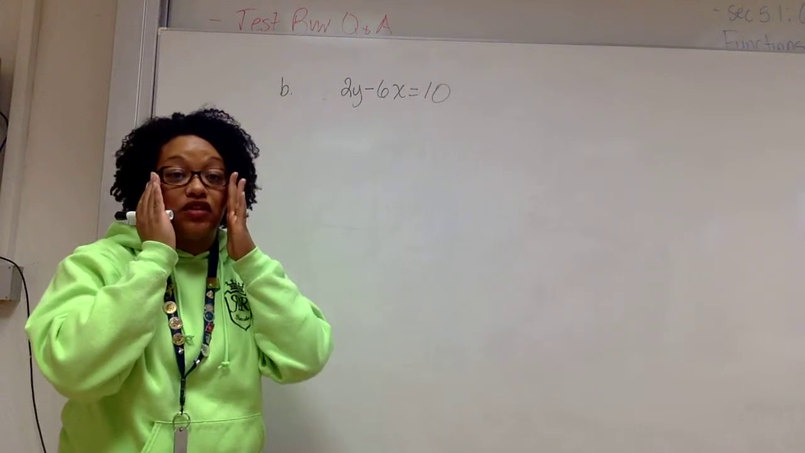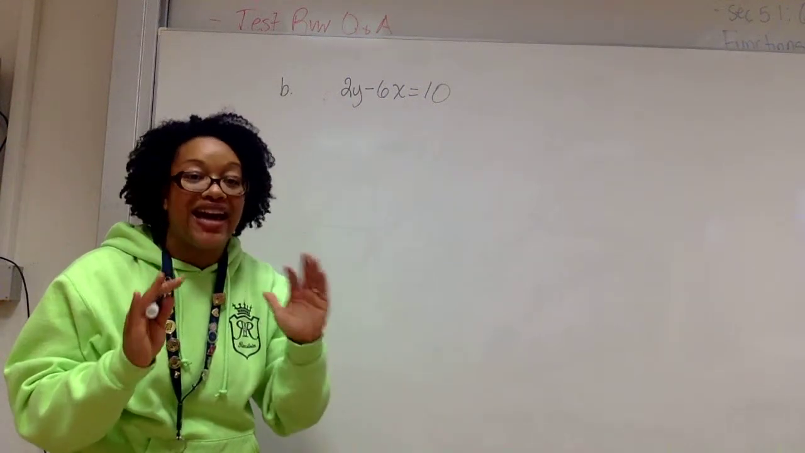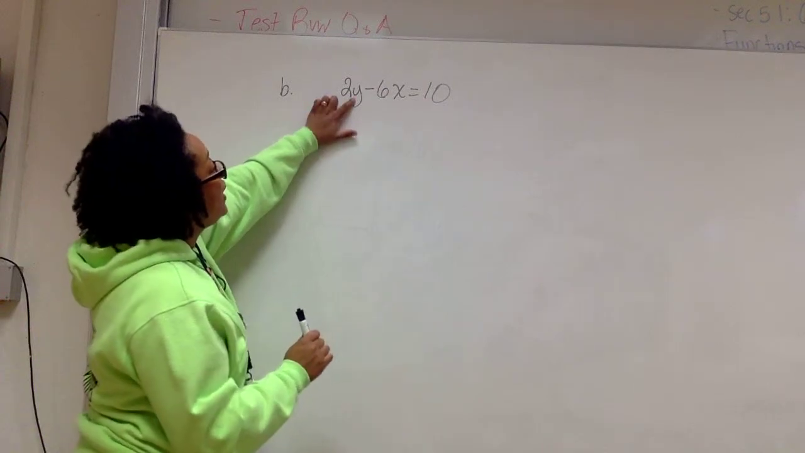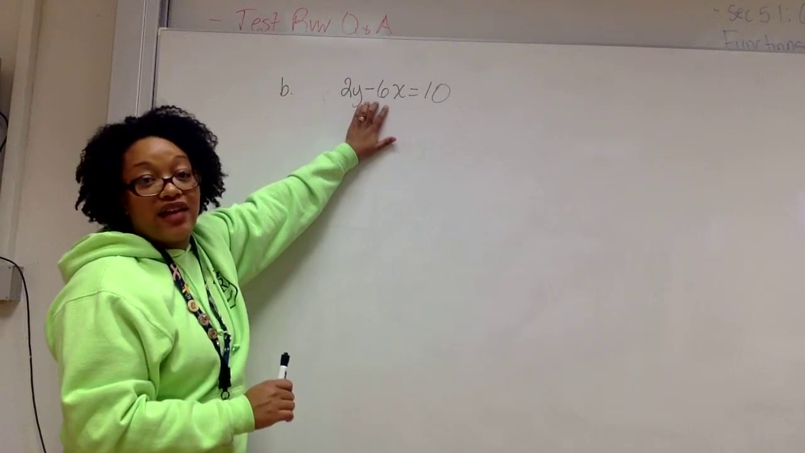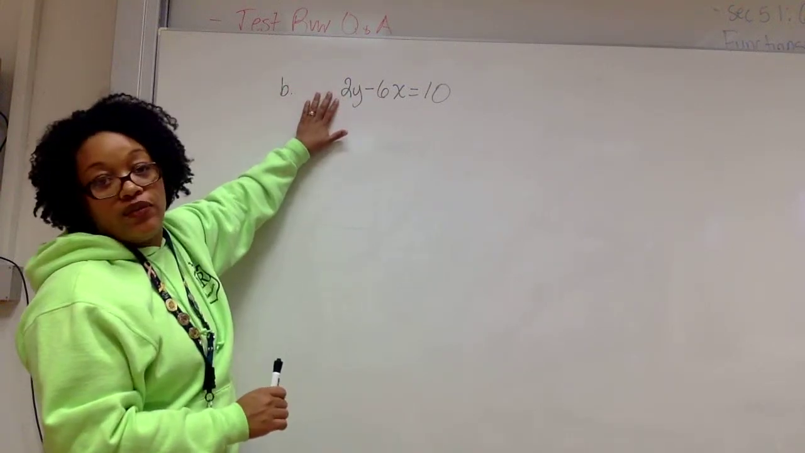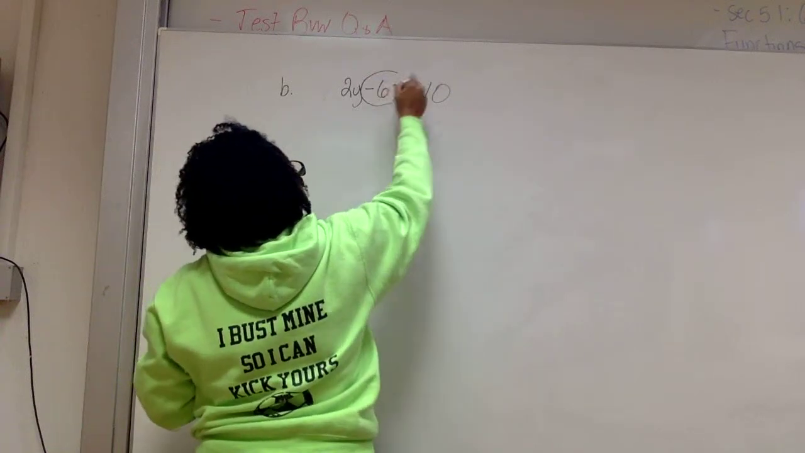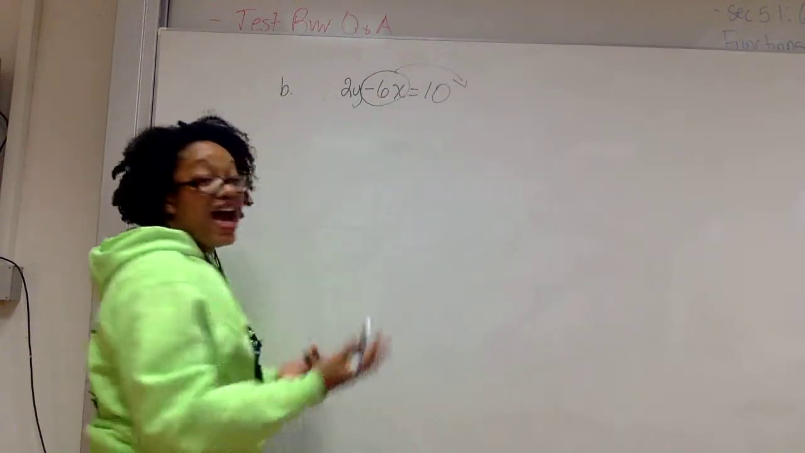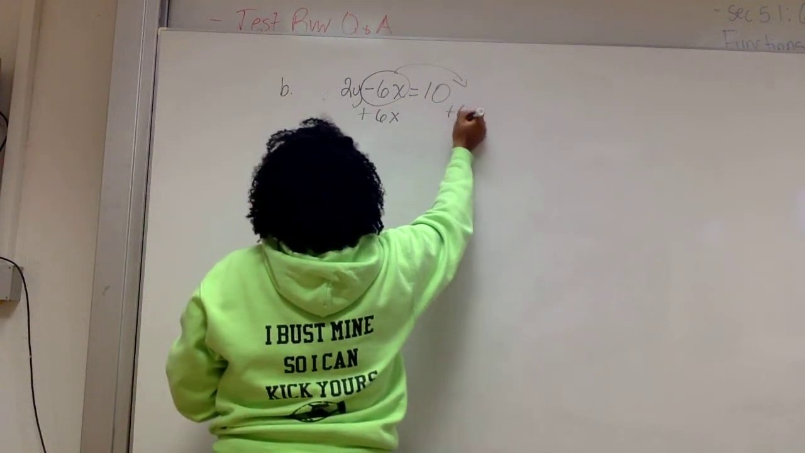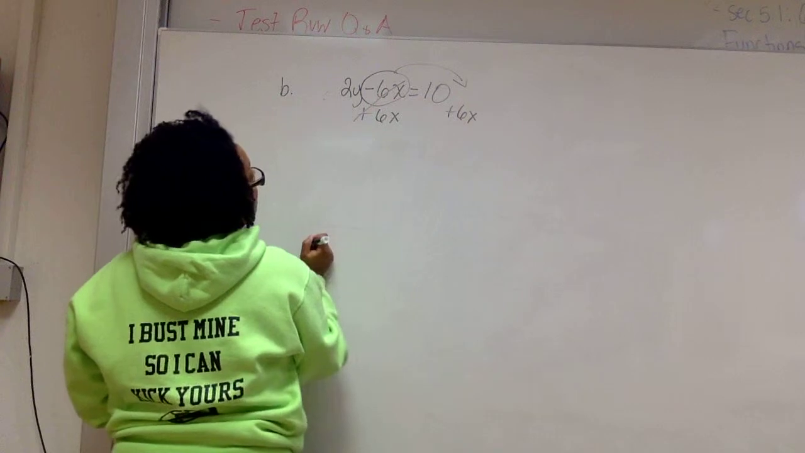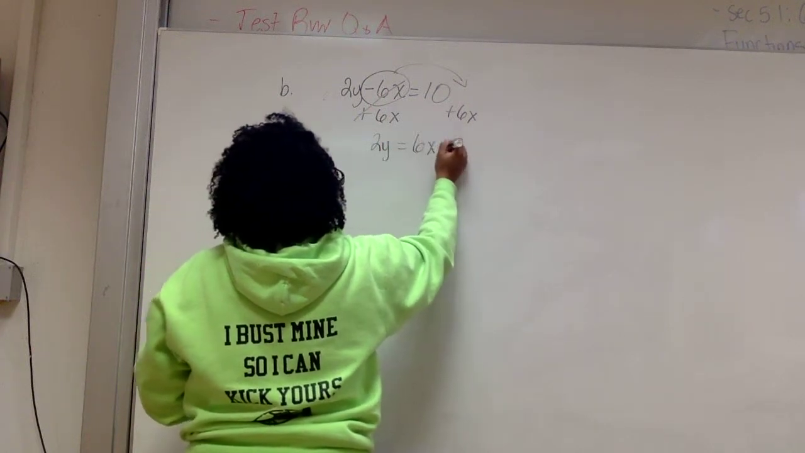So the first thing that we need to do is get the y all alone by itself. Your y is right here. You got two things going on. We got to get rid of this negative 6x, and we got to get rid of this 2. Well, the negative 6x is easy. You're going to move the entire negative 6x over. How do you do that? You change the sign. So the 6x's cancel, and you're left with 2y equals 6x plus 10.